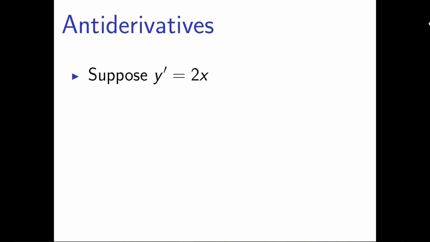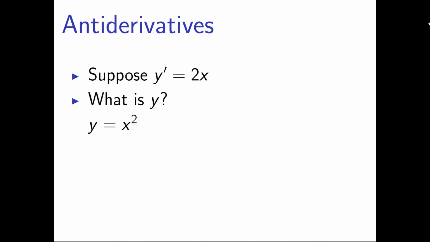Okay, so we'll dive straight in by considering this. It's a very small differential equation. Assume we know that y prime equals 2x. In other words, the derivative of y is 2x. Well, what is y? What is the thing that differentiates to 2x? We probably have a reasonable guess that maybe that's x squared. If y is x squared, then its derivative is 2x.